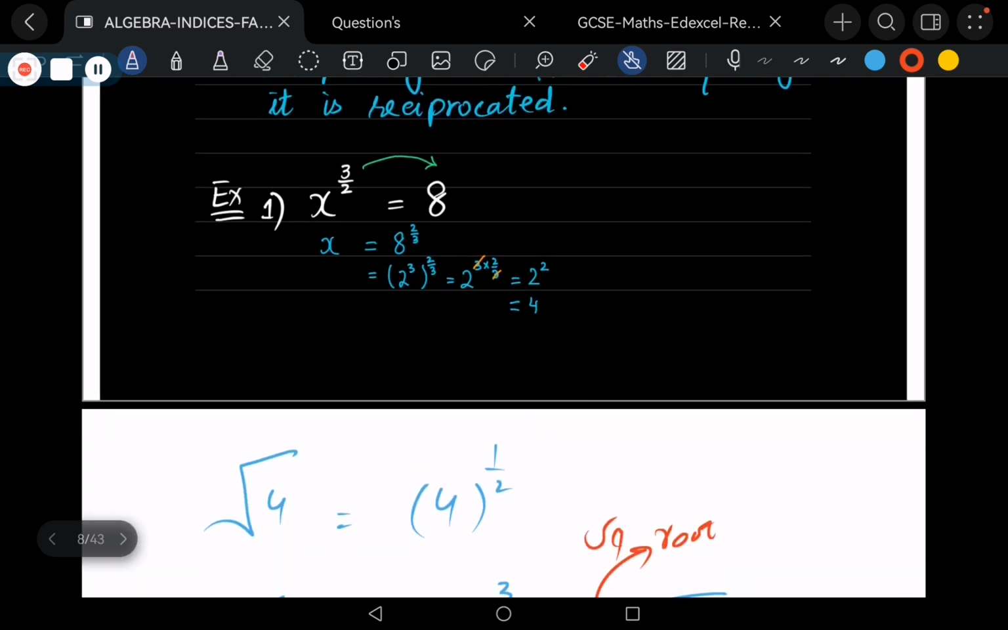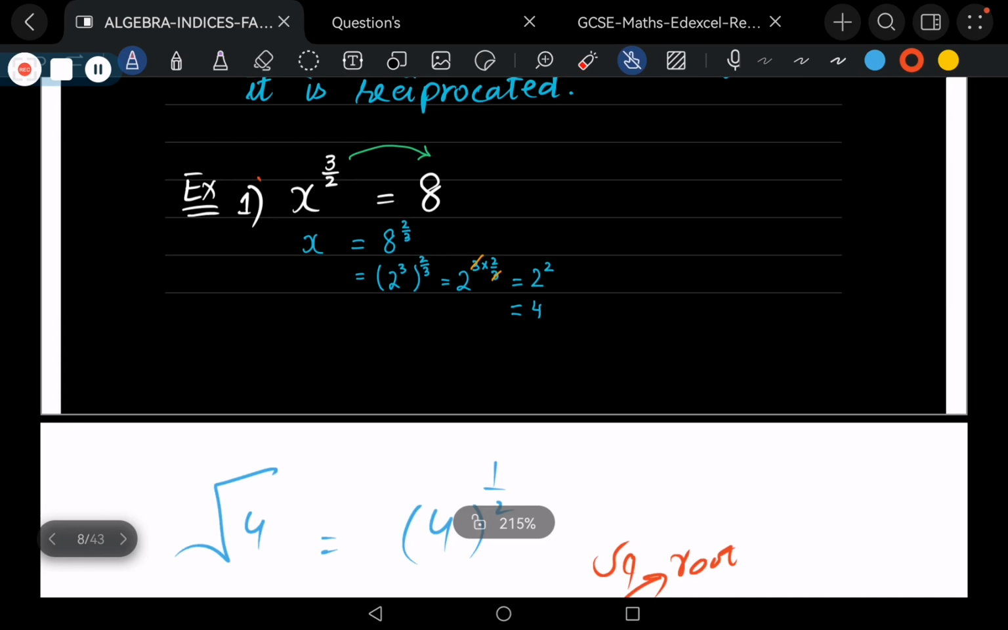Next, this type of equation is given to me. This question I took from the past paper. X power 3 by 2 equals to 8. And they are asking me, find out the value of x.